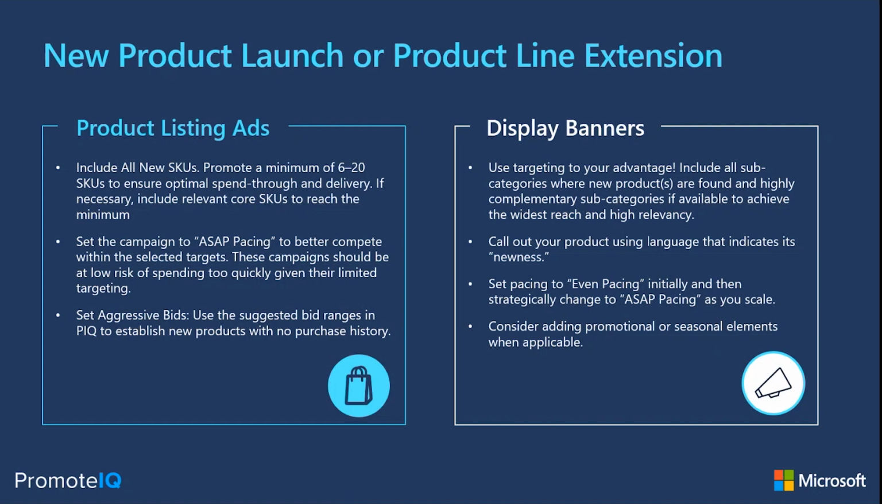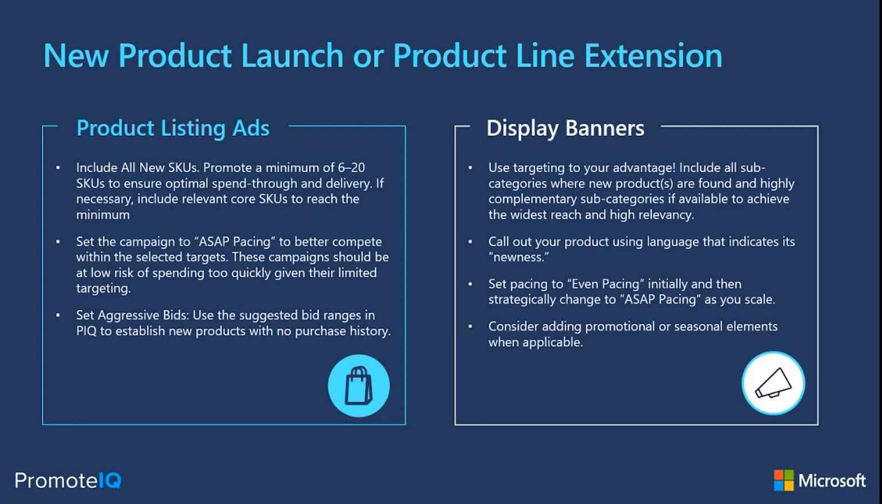If the new product line or extension contains fewer than 6 SKUs, add the most relevant and complementary core SKUs until you reach 6 or more to ensure your campaign has enough reach. Set the campaign to ASAP pacing to better compete within the selected targets and grow your share. These campaigns should be at low risk of spending too quickly given their limited targeting.